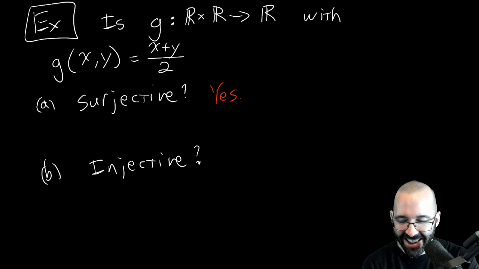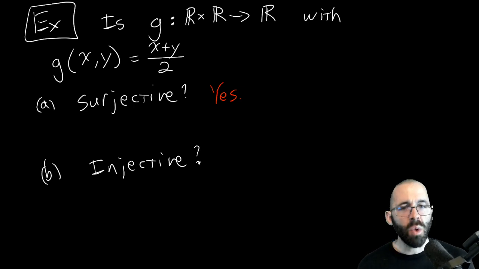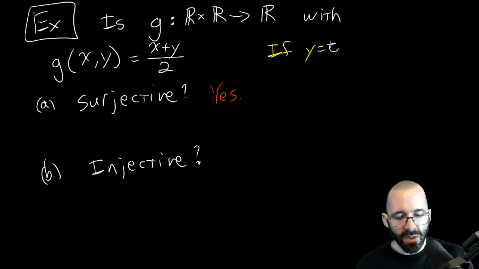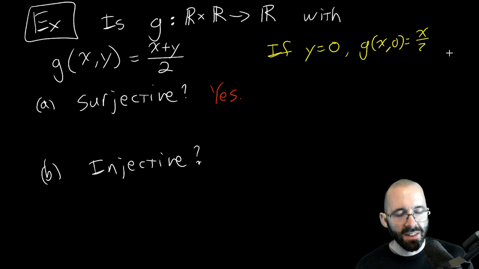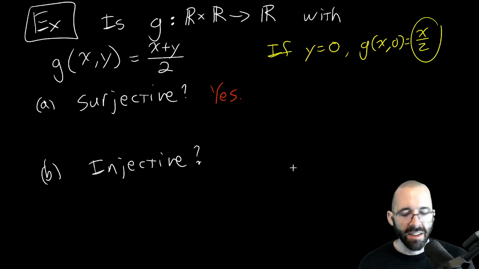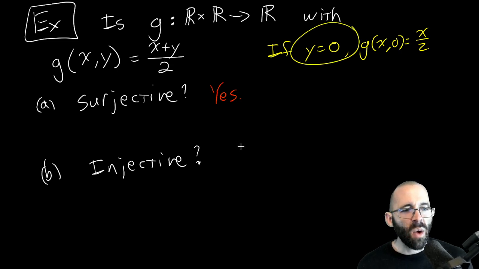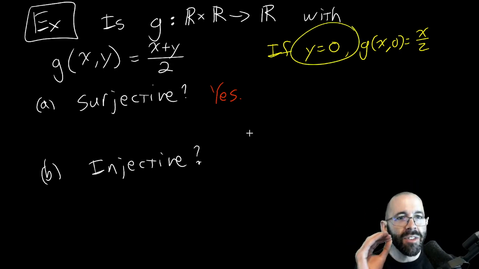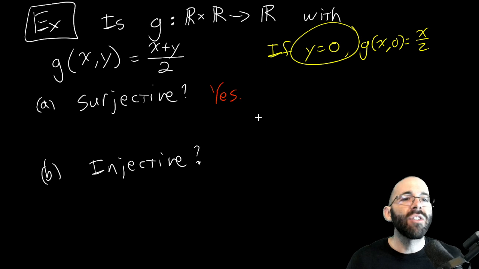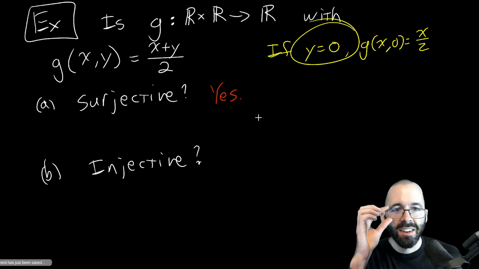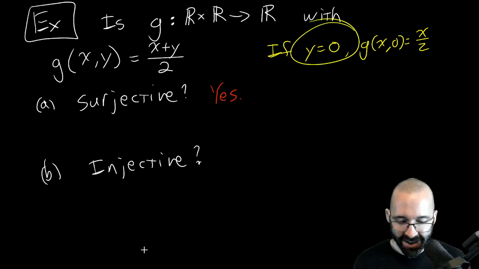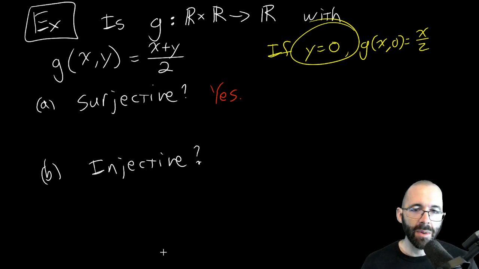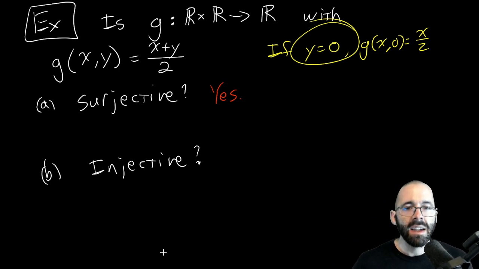All right. So what if y was 0? If y were 0, then g of x comma 0 is just x over 2. We know exactly what that looks like, and we can get any real number we want out of that. So if we can get any real number out of y equaling 0, imagine how many real numbers we can get when y is whatever the heck we want. All right. And similarly, you could have done the same thing with x. So it's definitely surjective. Is it injective?